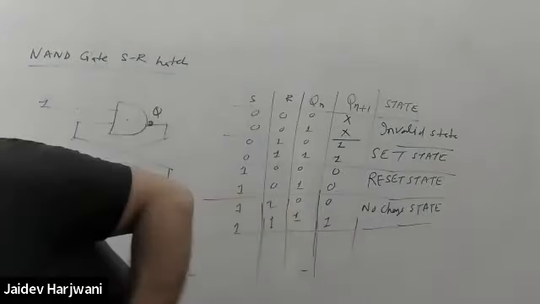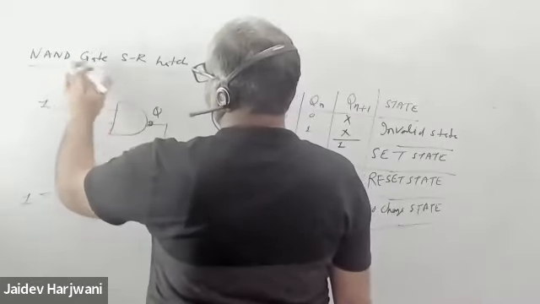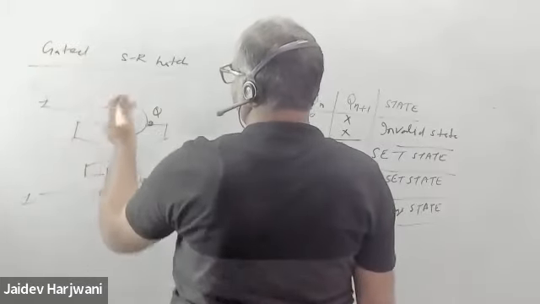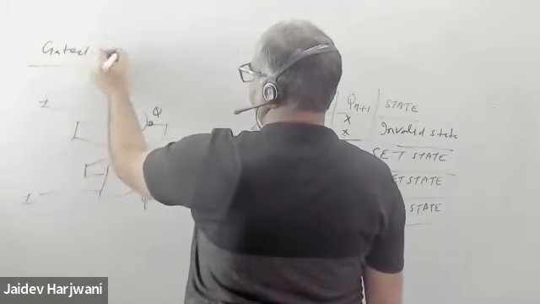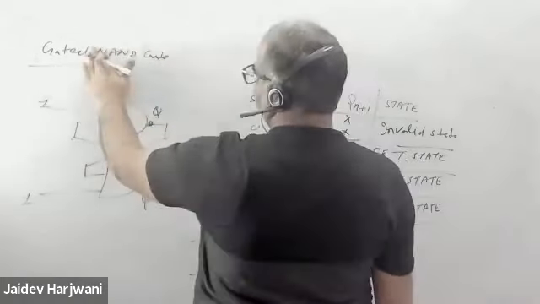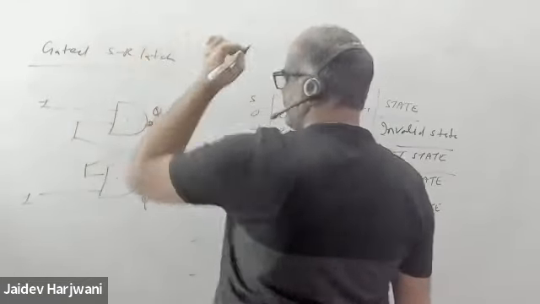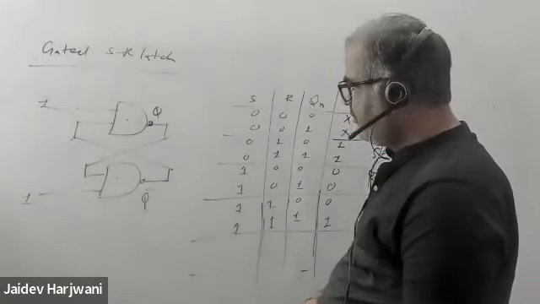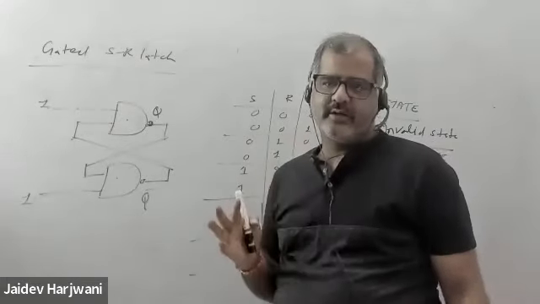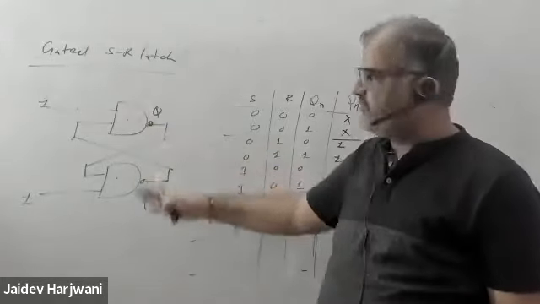So now let me do one more. Now this was the NAND gate SR latch. So put the heading: gated SR latch. I'm not writing NAND gate here, but whatever I use will be NAND gate only. So check gated SR latch. Now what is a gated SR latch? A gated SR latch is like, not exactly a clock, but it has some input which controls the function of the latch.